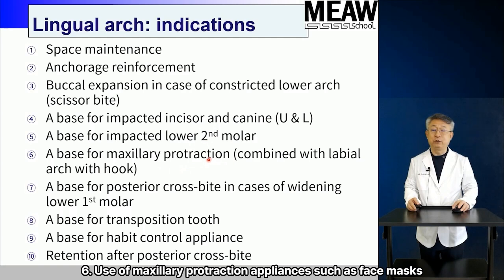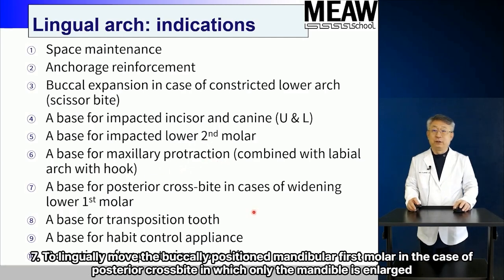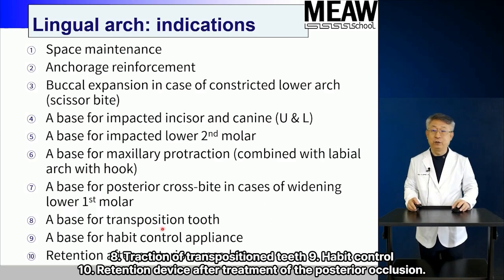6. Use of maxillary protraction appliances such as face masks. 7. To lingually move the buccally positioned mandibular first molar in the case of posterior crossbite in which only the mandible is enlarged. 8. Traction of transpositioned teeth. 9. Habit control. 10. Retention device after treatment of the posterior occlusion.